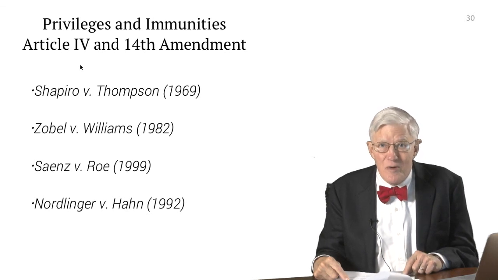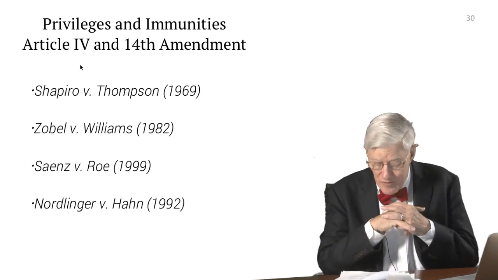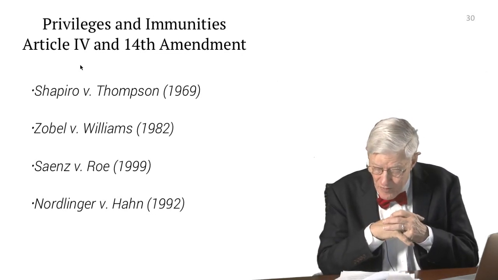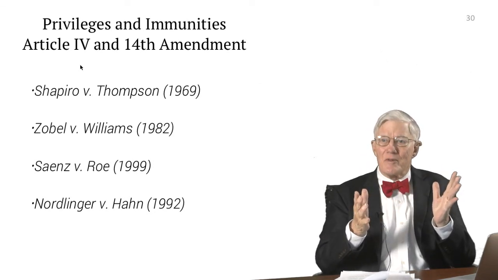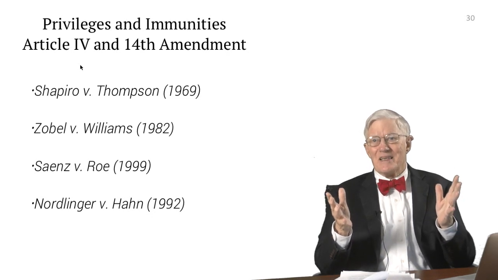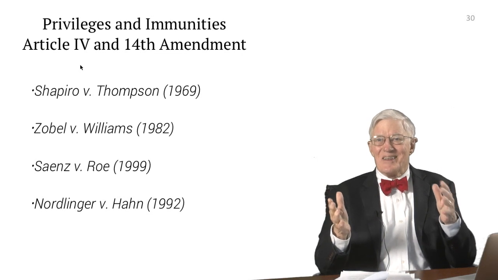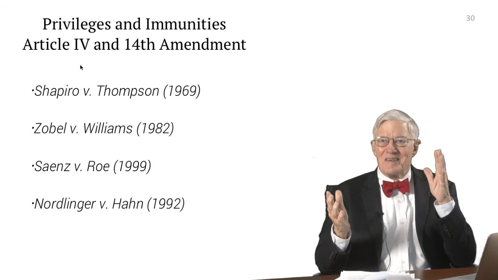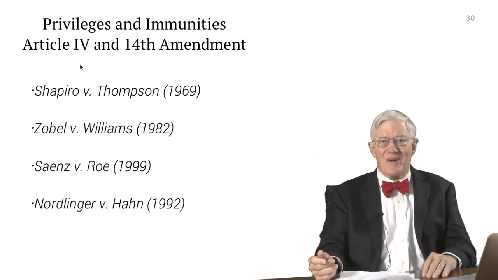Saenz versus Roe, a 1999 case, dealt with a California law. California tried to enact a law that said that people could not receive welfare benefits unless they had been in the state for a certain period of time. And again, the United States Supreme Court used privileges and immunities to invalidate the California law.